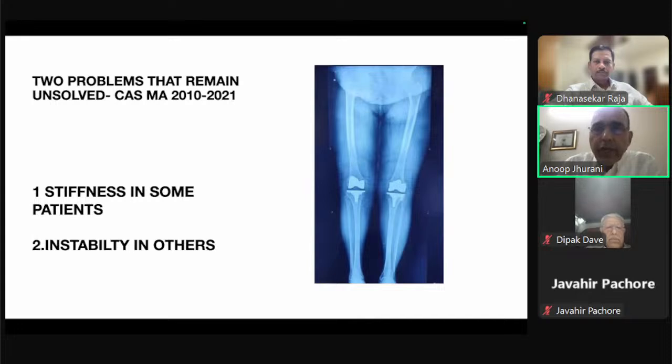We did mechanical alignment for almost 13-14 years, from 2007-8, and then from 2010 to 2021 through navigation, following Dr. Ranawat's principle to the T: cutting the femur at 0 degrees to the mechanical axis, cutting the tibia at 0 degrees to the mechanical axis, and aiming for a neutral hip-knee axis.